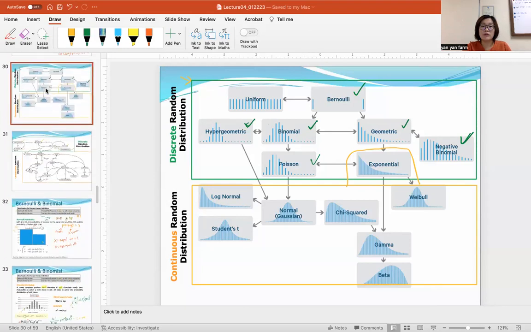If you look at this graph, there are a lot of graphs here. Basically, the top part, the green one, is those distributions to analyze data that are discrete random variables. If you look at the data, they are the probability mass function versus x, where x is the number of trials. So we are going to learn how to determine the probability and also how to find the mean and variance.